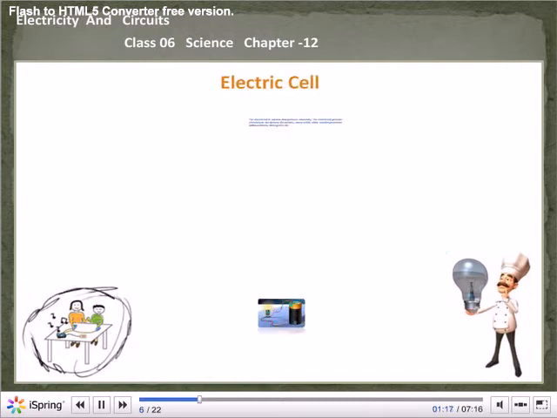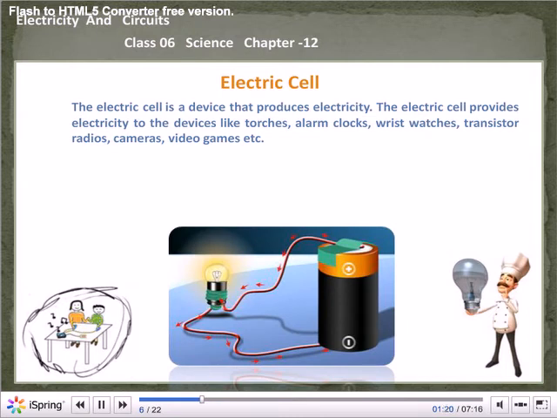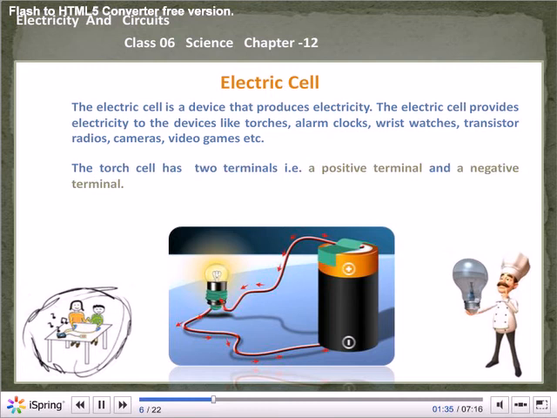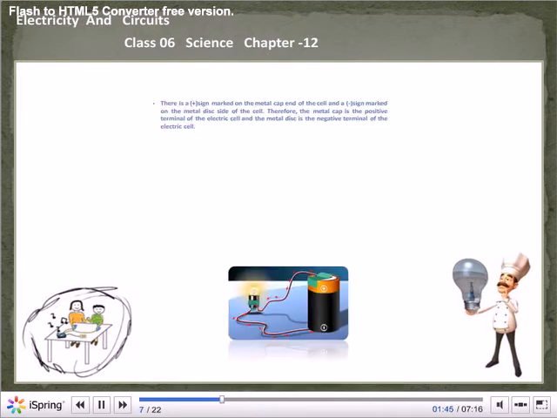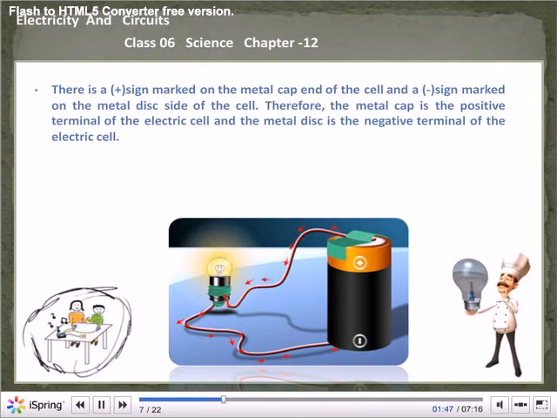Electric cell. The electric cell is a device that produces electricity. The electric cell provides electricity to devices like torches, alarm clocks, wristwatches, transistor radios, cameras, video games, etc. The torch cell has two terminals, that is, a positive terminal and a negative terminal. It has a small metal cap on one end and a metal disc on the other end. There is a plus sign marked on the metal cap end of the cell and a minus sign marked on the metal disc side of the cell.